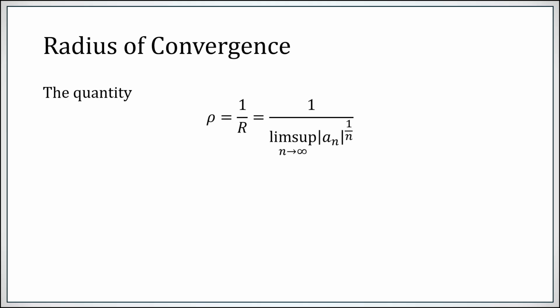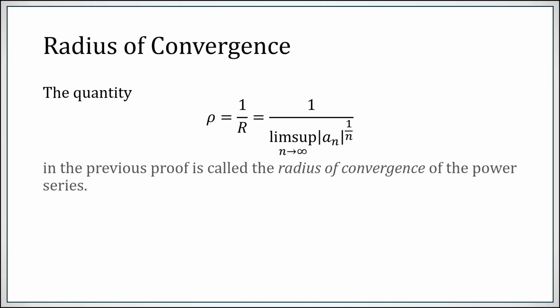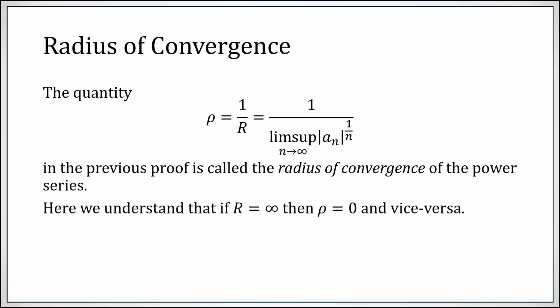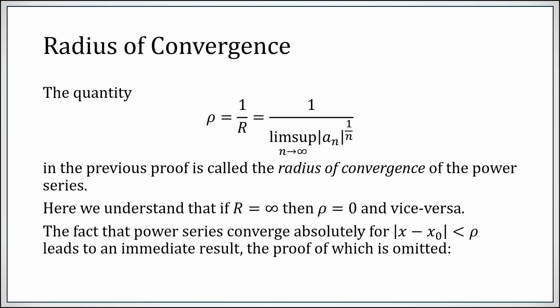So the quantity rho, or 1 over r, in other words, 1 over the lim sup as n goes to infinity of the absolute value of a_n to the 1 over n, is called the radius of convergence of the original power series. So here we understand that if r, this lim sup, is equal to infinity, we set rho equal to 0, and similarly, if capital R is equal to 0, we declare 1 over that to be plus infinity. So the fact that power series converge absolutely when the distance from x to x naught is less than rho leads to an immediate result, the proof of which we omit.